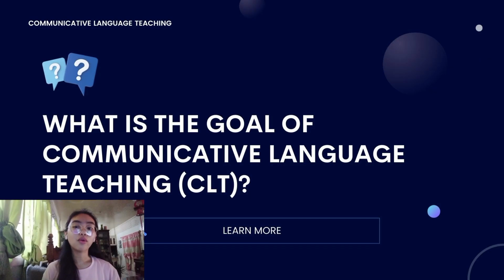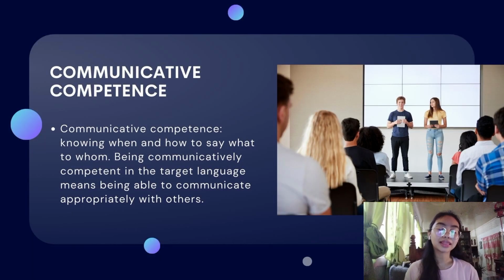So now let's ask the last question. What is the goal of communicative language teaching? So as what we continuously discuss, the goal of communicative language teaching is for the student to achieve communicative competence. So communicative competence highlights the importance of not just knowing the language, but also understanding the social and contextual aspect of communication. It is more than just mastering the linguistic competence of the language. And that is communicative language teaching.